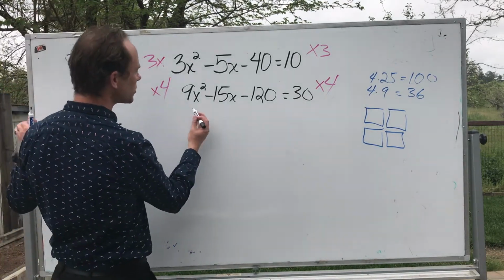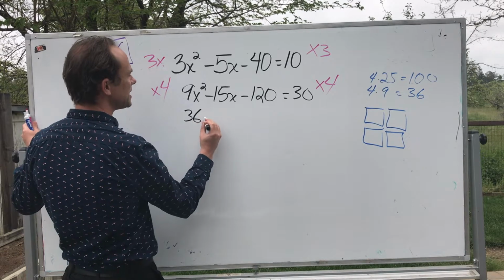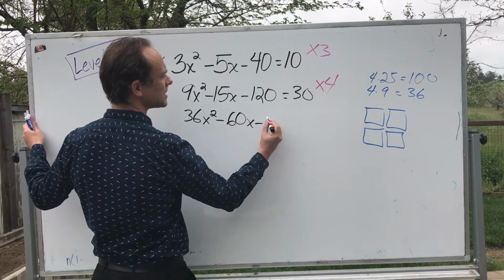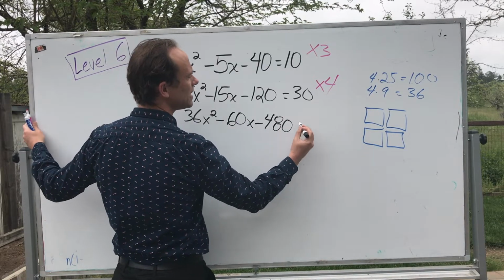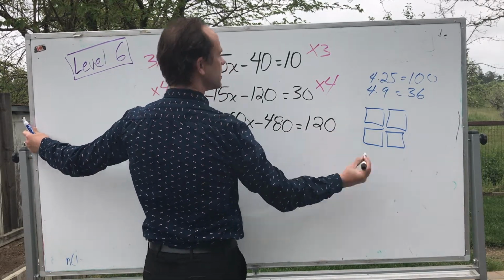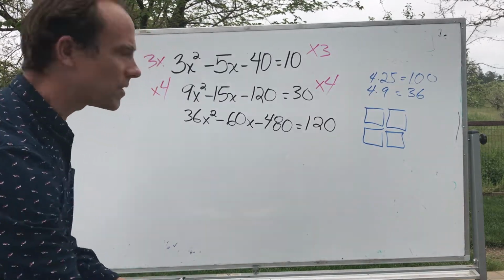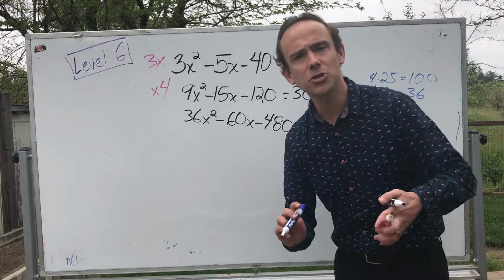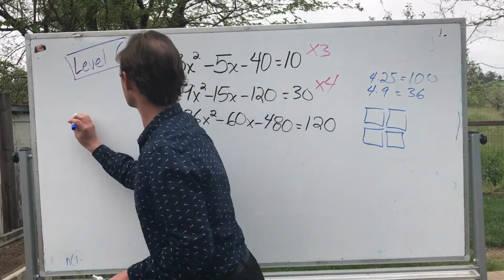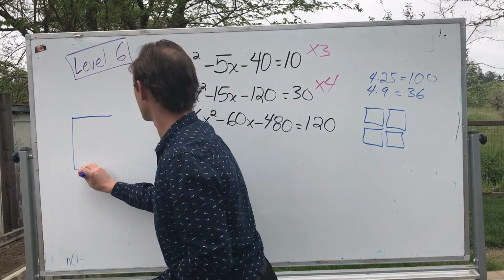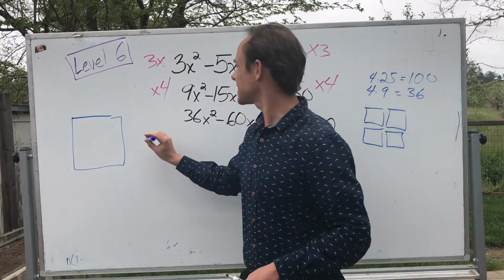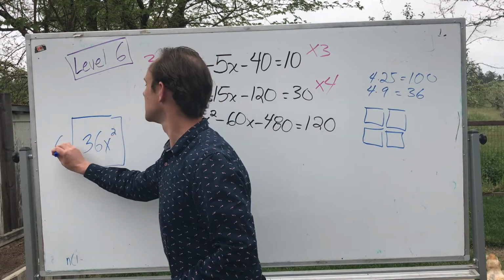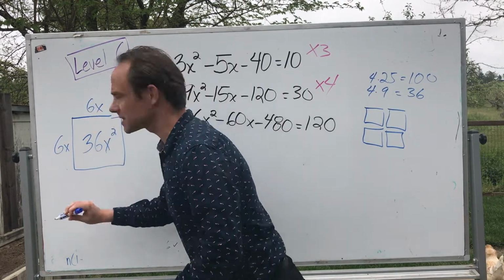And let's see what we're working with. 36x squared minus 60x minus 480 is equal to 120. All right, excellent job. We're ready to go now. Let's build the square and see what we're working with. So let's start with our 36x squared. It's going to be 6x times 6x.